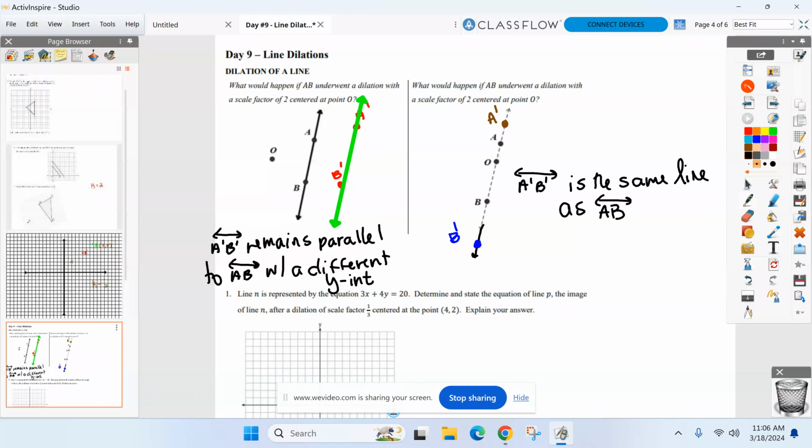So look at the two different scenarios right now. You dilate around a center that's not on the line, I end up with a line that's parallel. But if the center is on the line I'm trying to dilate, nothing happens. It remains the same line every time. So we're going to encounter both scenarios here today, when the center is not on the line and when the center is on the line. All right, ready to roll?